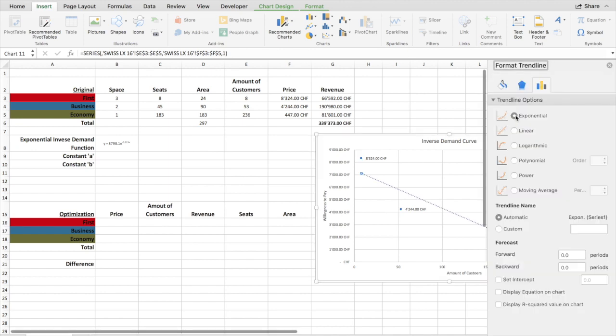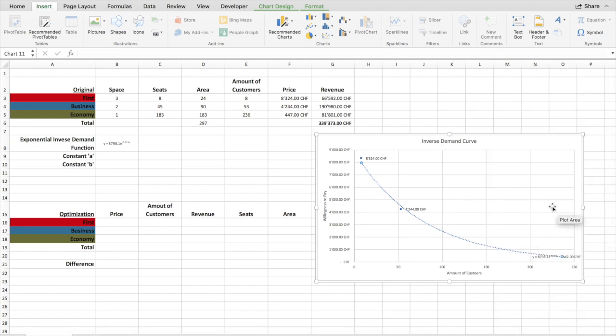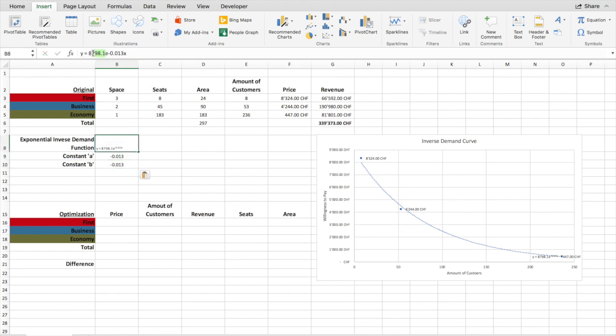First, however, we need to add a trend line. Select an exponential curve, not a linear line, because this allows for a more accurate and realistic demand depiction. Ensure that the equation is displayed on the chart and enter these values into the Excel file to allow you to determine the price for each segment. Enter the formula of the exponential inverse demand curve, which is dependent on the number of seats. Multiply the constant a by the Excel formula for an exponential function, exp. Inside this function, multiply constant b by the amount of customers. Remember to set $ signs on constant a and constant b to allow you to drag the formula down for all segments.